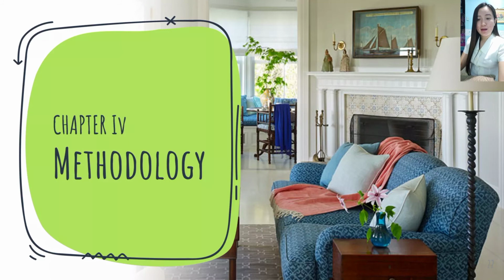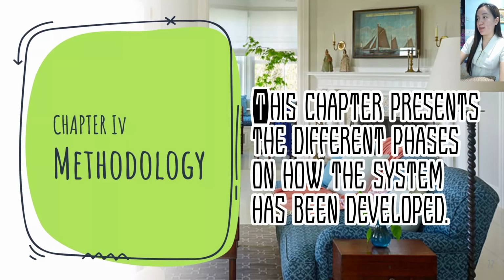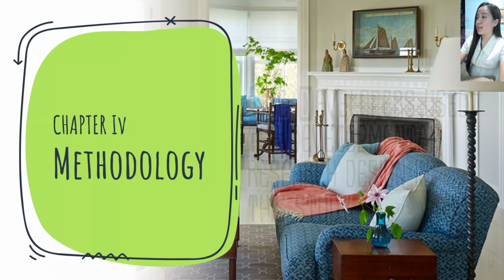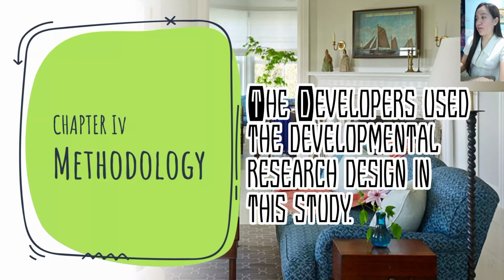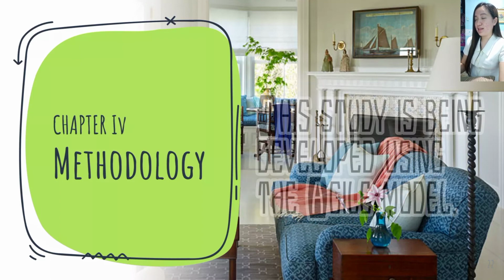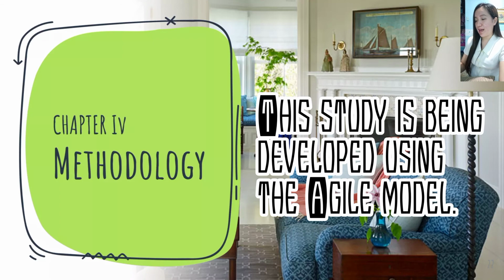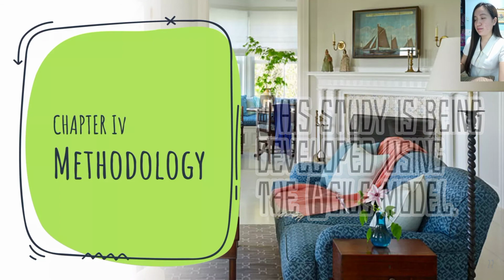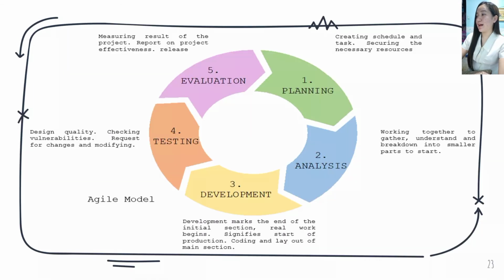Chapter 4. Methodology. This chapter presents the different phases of how the system has been developed. The developers used the developmental research design in this study. This study is being developed using the Agile model. This model helps the developers in creating the proposed system. The conducting of the study was started on August 24, 2020.